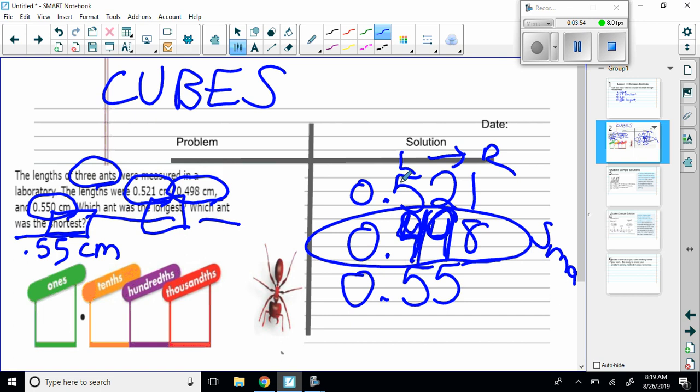And then as we look, we have 5 and 5, so we're going to go to the hundredths place. And then we have a 5 that's bigger than a 2, so this would be the largest. So the smallest is 498 thousandths, and the largest is 550 thousandths, or 5,500 hundredths.